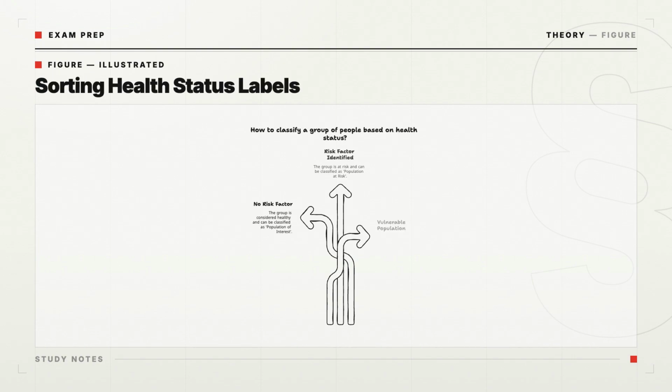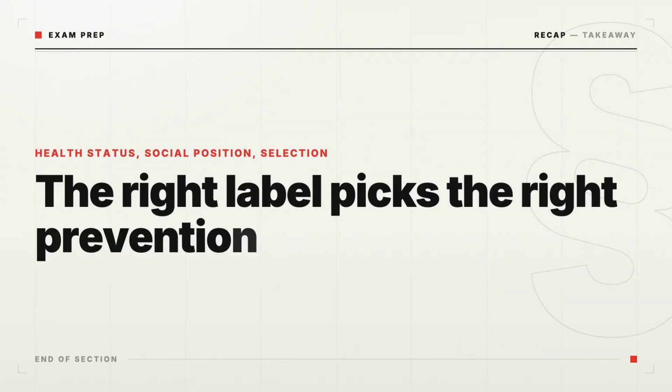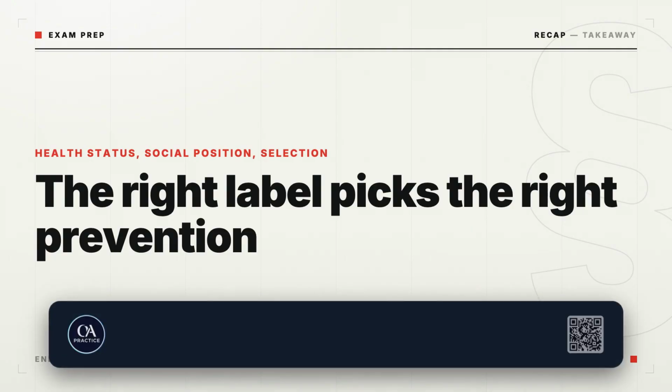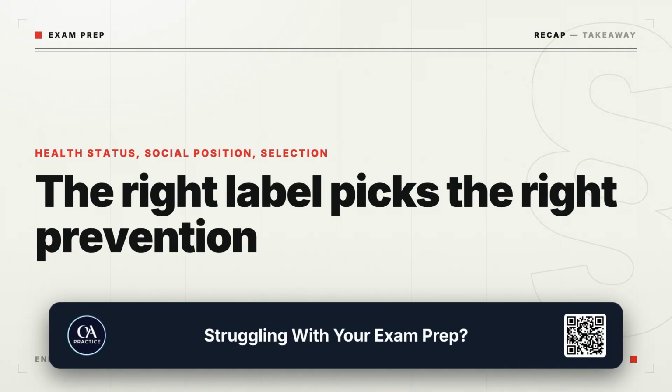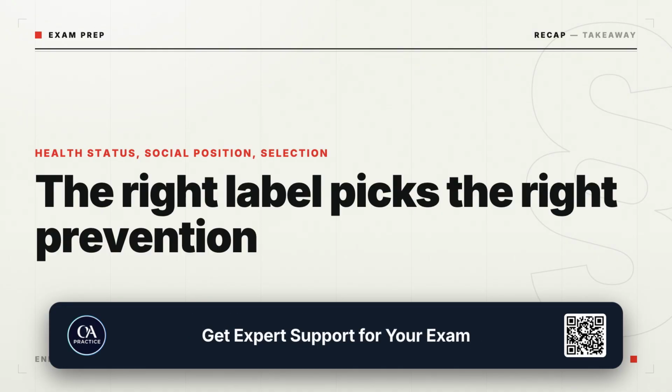The whole system reduces to one branching question. Has a specific risk factor been identified yet? Answer no, and the group is a population of interest. Answer yes, and it becomes a population at risk, with vulnerability sitting on a completely separate axis. Interest and at-risk describe health status. Vulnerable describes social position. And target describes selection. Mixing them up mismatches the program, so the terminology is never just bookkeeping.